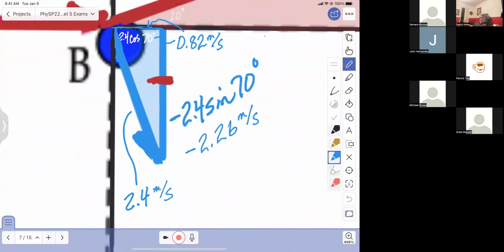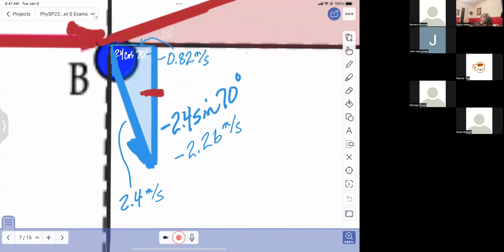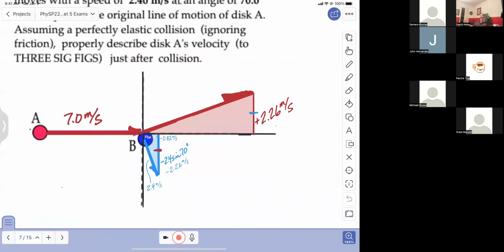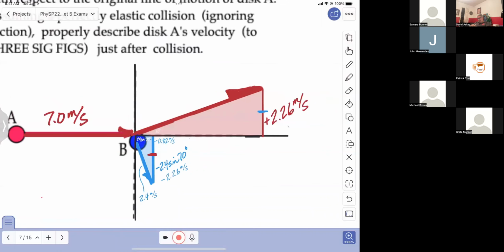If this is then 70, that's sine. So that's, I'm making negative here. Notice the negative. Negative 2.4 sine of 70, which is negative 2.26. So those are the two lengths of my right triangle, the two lengths of the components. Okay? Great. Now let's keep going. Now, if I know that that is negative 2.26 right here, then I know that that's positive 2.26.